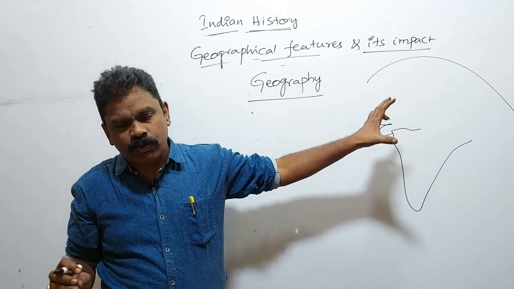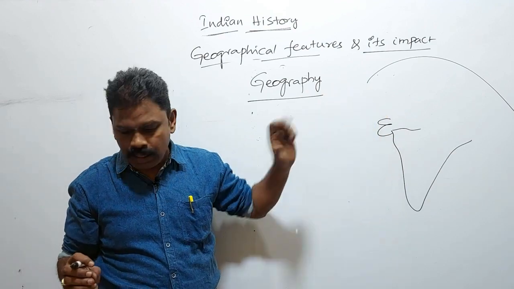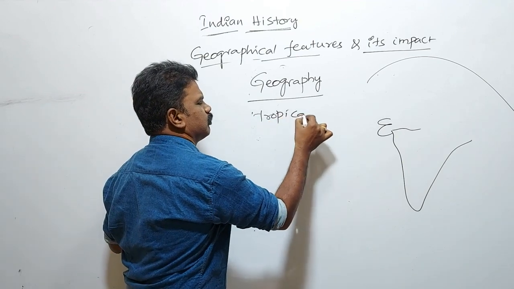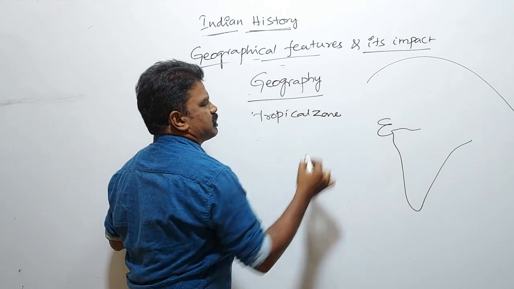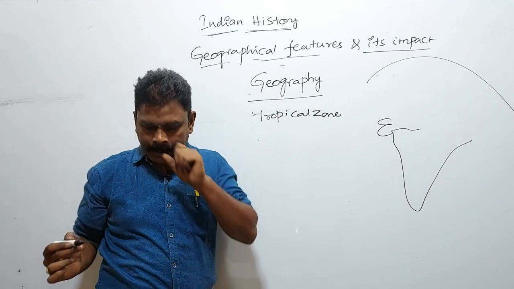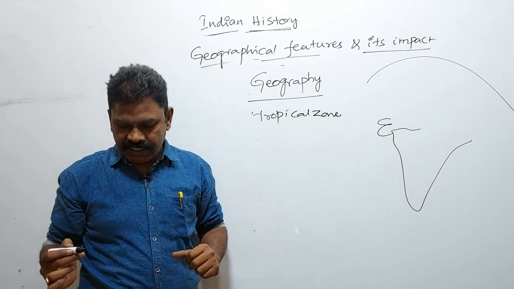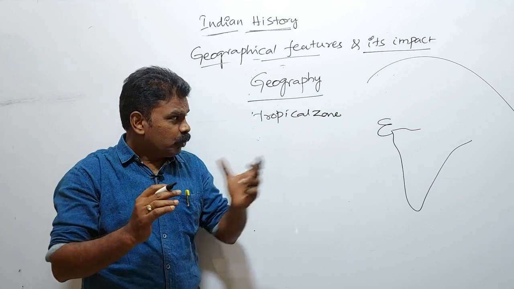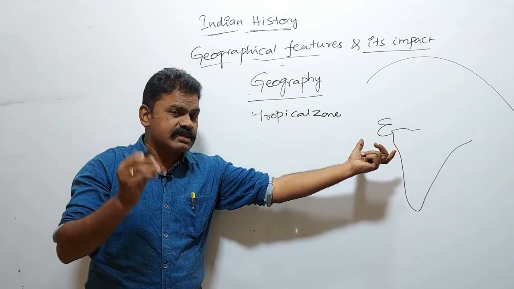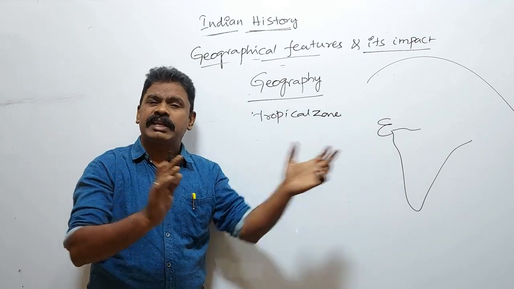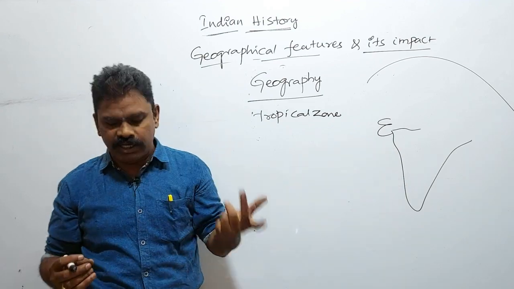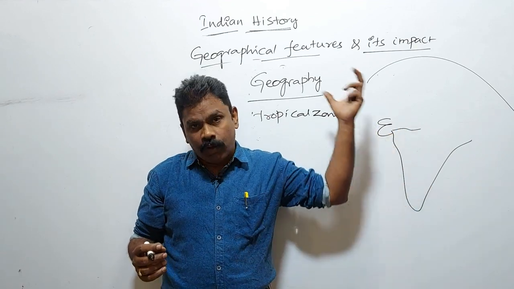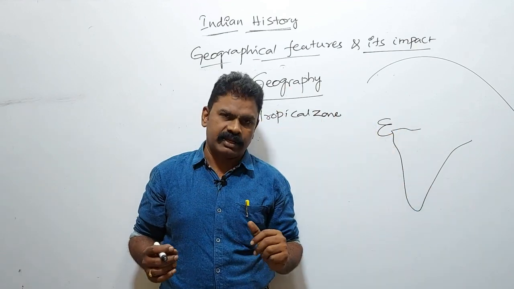Mainly this Indian subcontinent is located in the tropical zone, situated in the tropical zone. The Indian subcontinent is as large as the European continent except Russia. If you leave out Russia, it is more than the European continent.